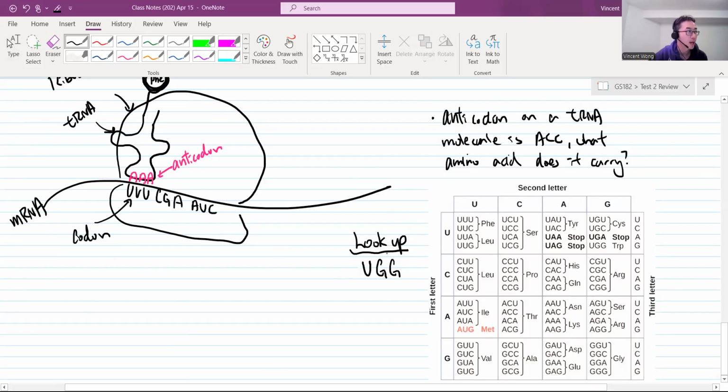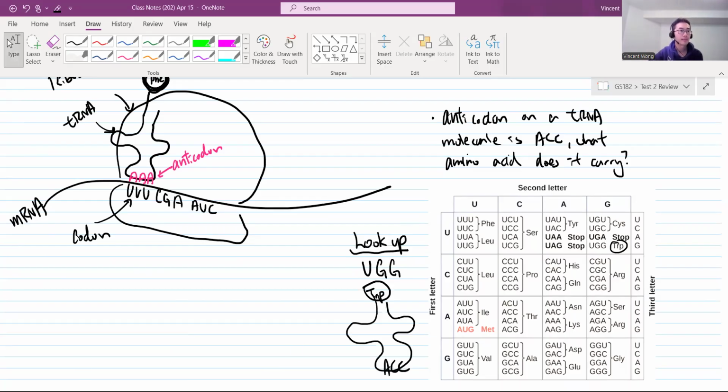Does everybody understand why it is UGG? If you don't understand, you should ask. You need to know how to do this on the test. A pairs with U, C pairs with G. So UGG, where is UGG? UGG is TRP. So you would have the tRNA carrying the TRP, and down here would be ACC. That is all.